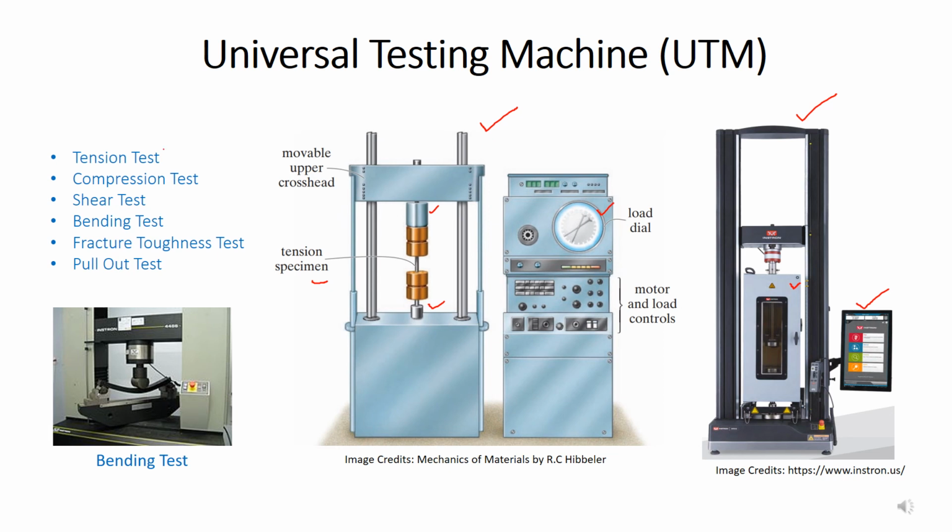Tension test, compression test, shear test, bending test, fracture toughness test, pull out test: a number of tests we can perform on universal testing machines. One example of a bending test is shown here. If you have to perform these different tests, you just have to change the attachment which is placed over these grips. Likewise, in the case of bending, we have used a different attachment here. These two ends are fixed and your load is applied from the top end, producing bending in this specimen.